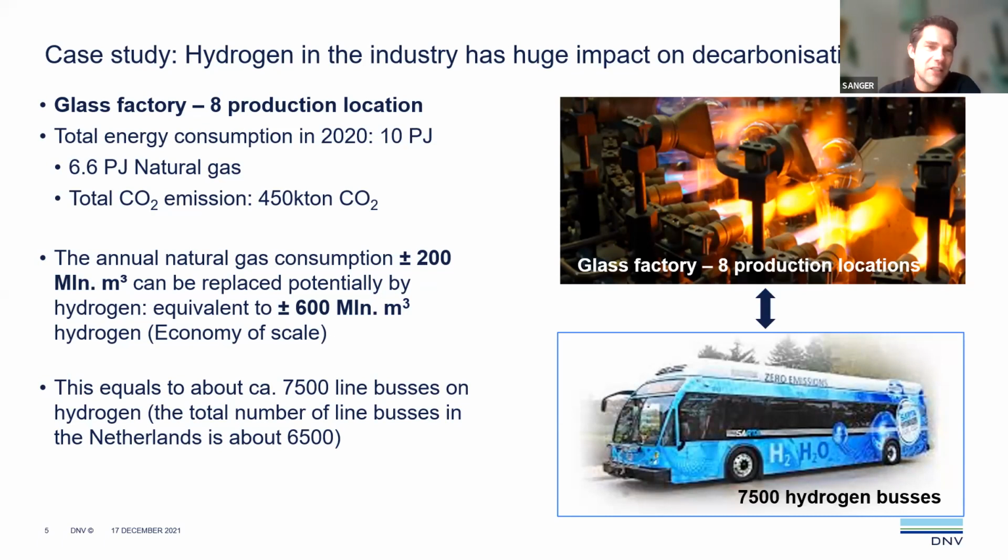So it's much easier to do the fuel switch in the industry than converting all line buses. Of course, you should do both, but it's just an example of the economy of scale when you use hydrogen in the industry.